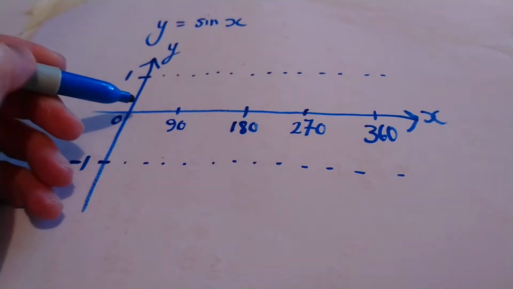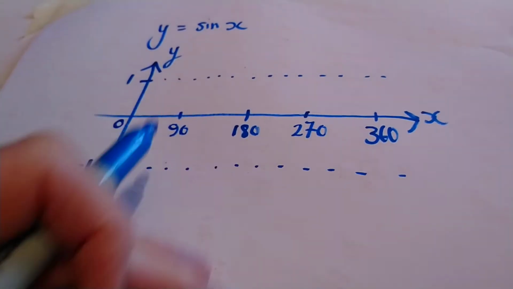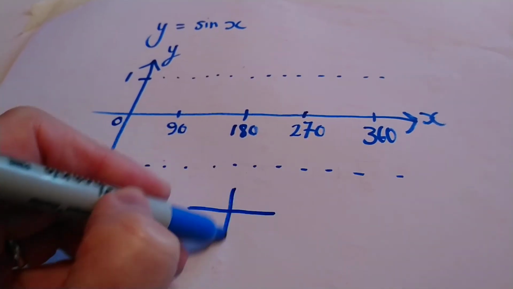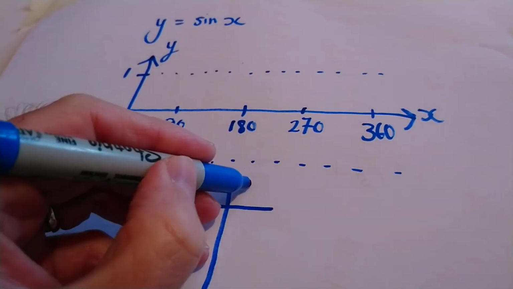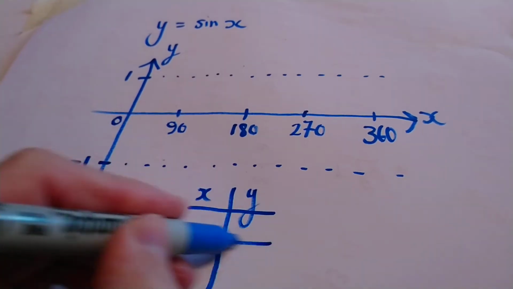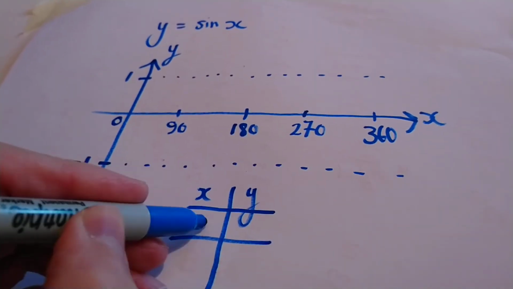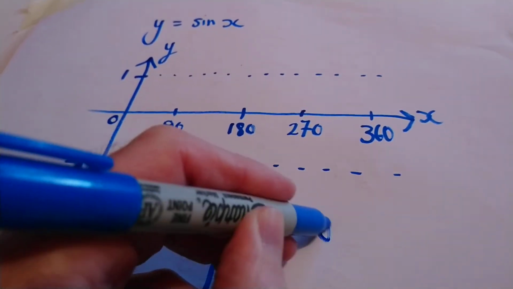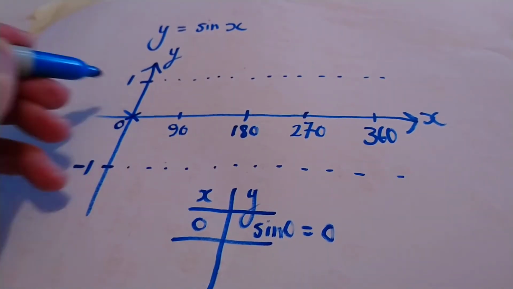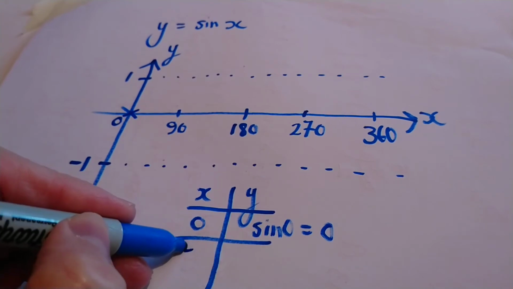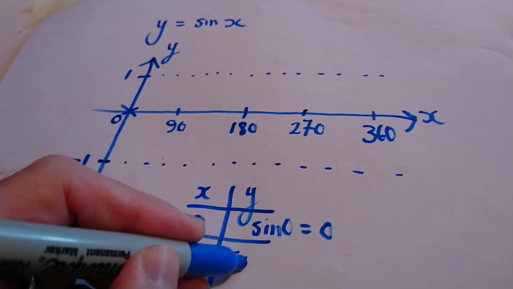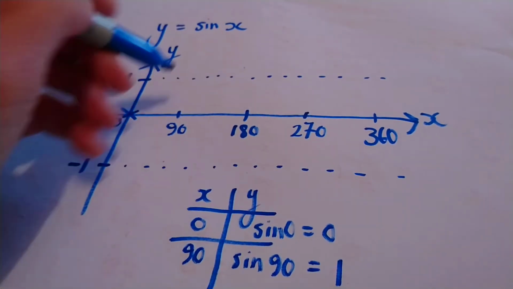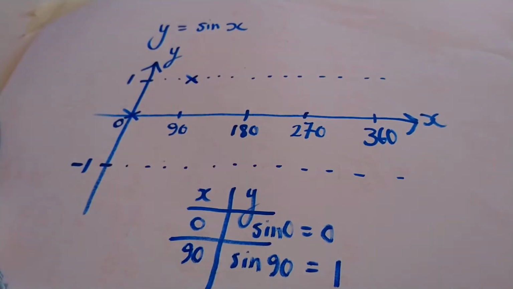Now, you can always use your calculator to check this out and construct a table of values if you want to. In fact, I'll do that now just to demonstrate. So if you put x here and we want to work out y, if you work out the sine of 0, well, sine 0 is 0. Okay, so we've got a mark there. The sine of 90 is equal to 1. So that means we put a mark on our dotted line up there.